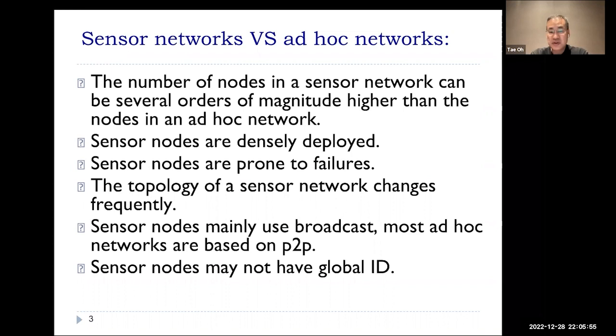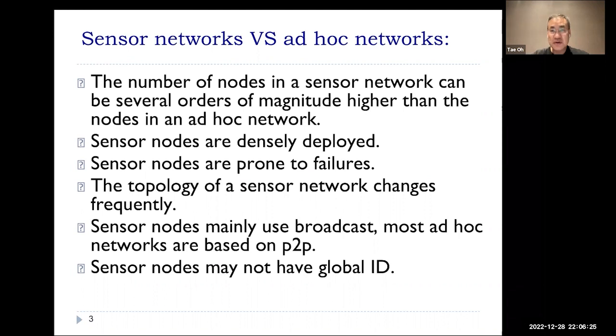Sensor nodes mainly use broadcast. You need to understand the sensor node is small. It doesn't have a lot of processing power. It has a very limited amount of memory. So it can't have a big brain power to deliver the packets sophisticatedly to the destination. So mainly a lot of sensors broadcast, hoping that another sensor picks that up and relays it to another sensor.